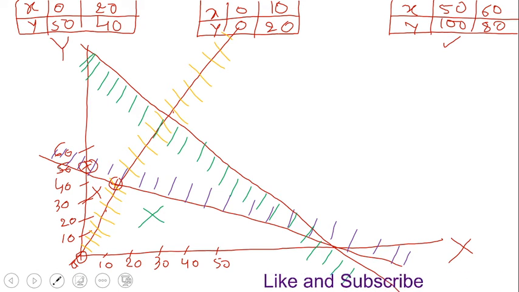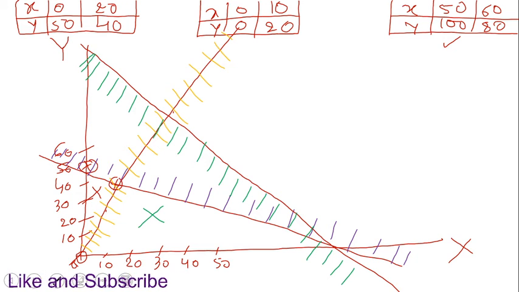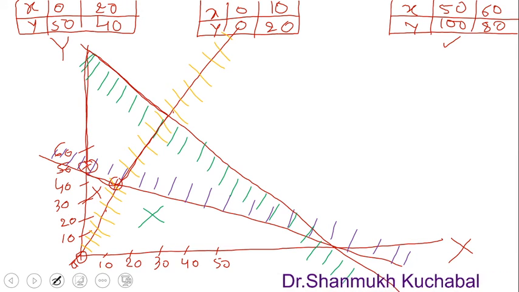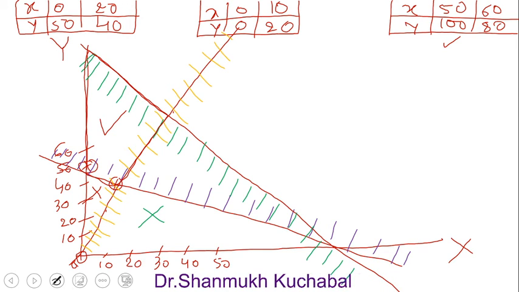Now look here, how many points are there? 1, 2, 3 points are there. Look at this common region, 1, 2, 3, 4 points are there. So where the number of points is greater, that will be the common region. Clearly we observe that 4 points are here, so this is the common region. Now we will write the common region values.